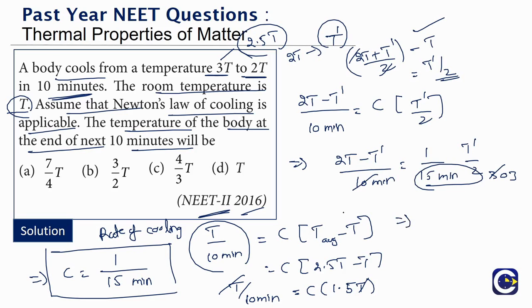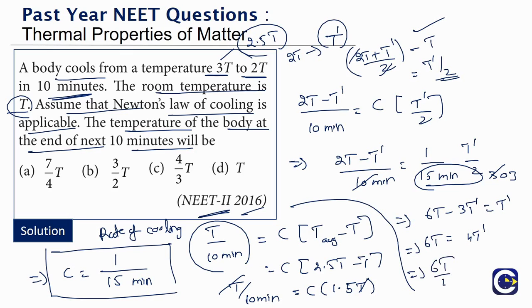Cross multiply. We'll have 60 minus 3T dash is equal to T dash. Means 60 is equal to 4T dash. Means 60 by 4, that is 3 by 2 into T. That is our T dash value. So what is the final temperature of the body at the end of the next 10 minutes? It will be 3 by 2 into T.